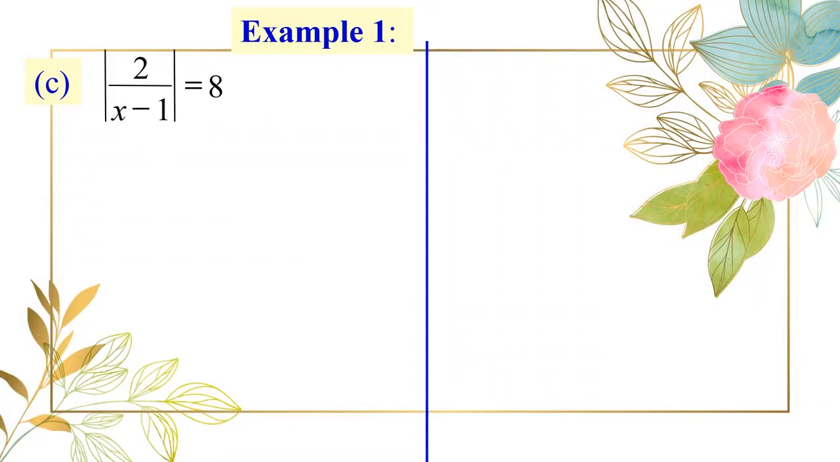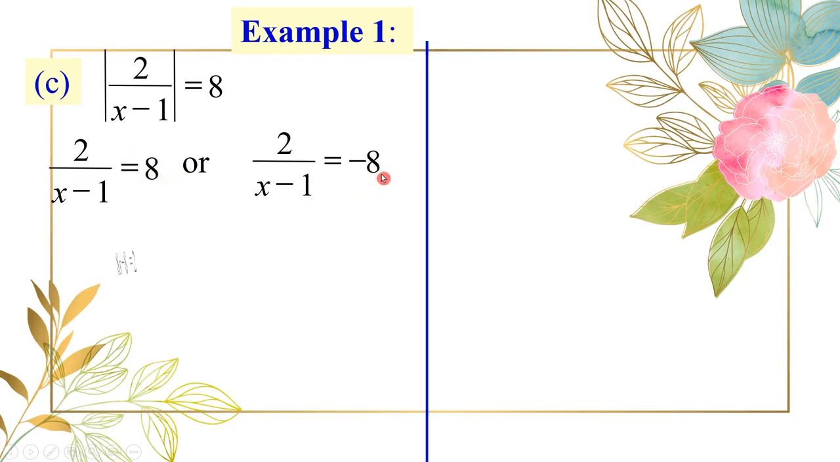If just now we had a look at the linear absolute values function, now we are going to look at the rational absolute values function. Given to us, 2 over x minus 1 equals 8. By using definition, it's 2 over x minus 1 equals positive 8 and the other one is negative 8.